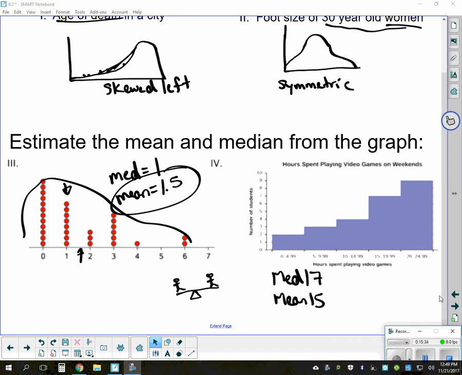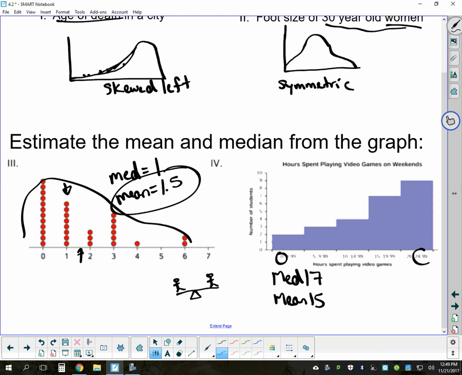Okay, I came up with the median to be about 17, splitting the data in half. And be careful, I don't mean I'm splitting my numbers from 0 to 25 in half. Obviously, that would be 12 and a half. I'm splitting my data points in half.